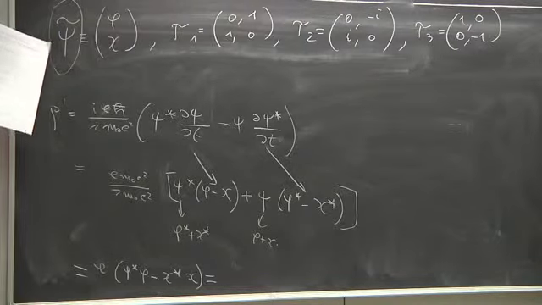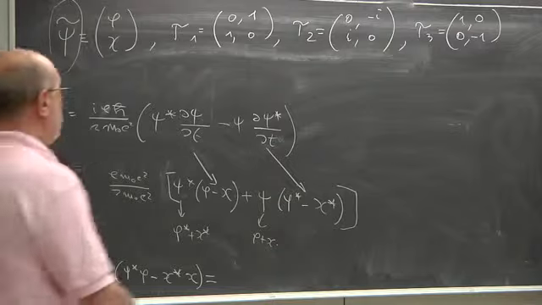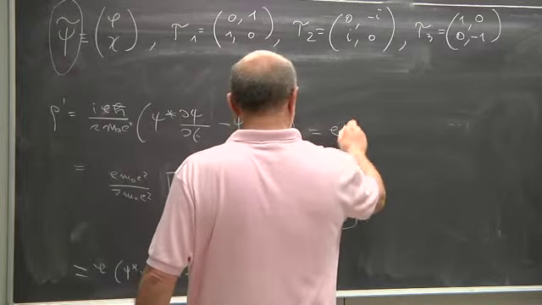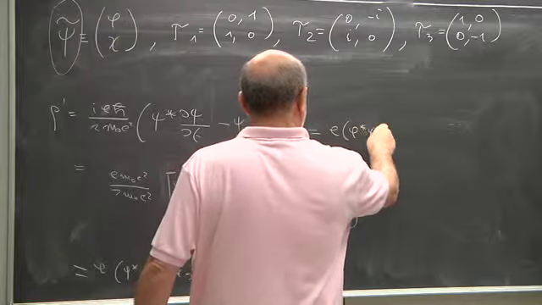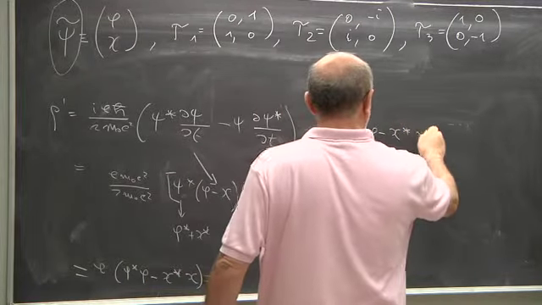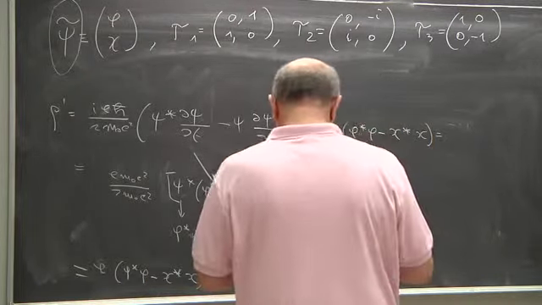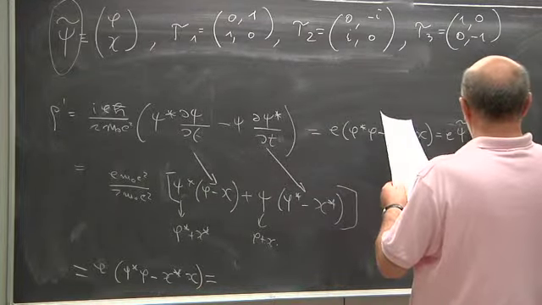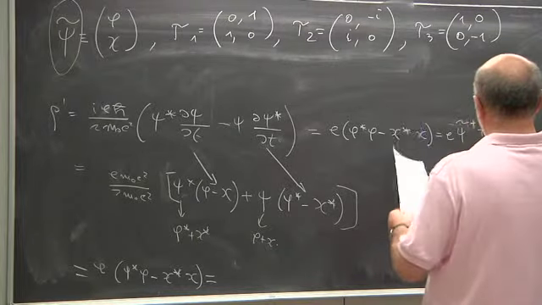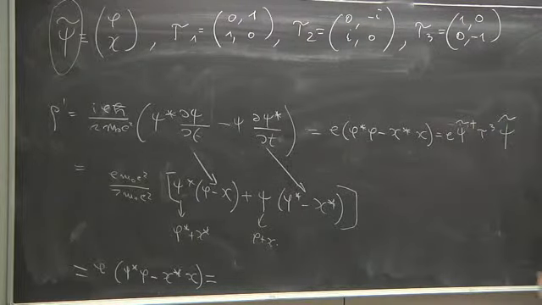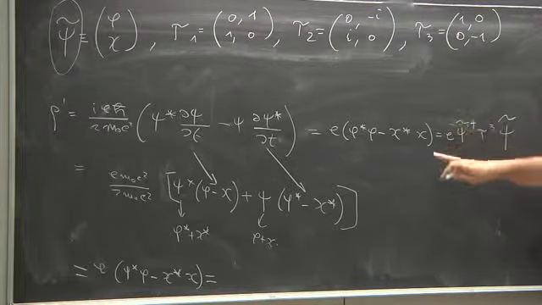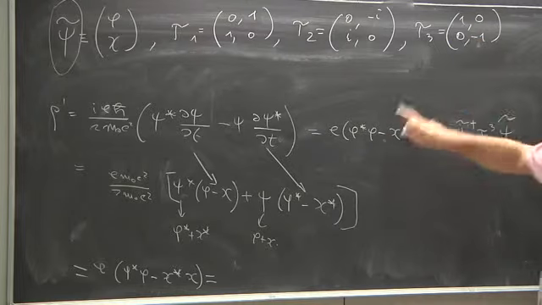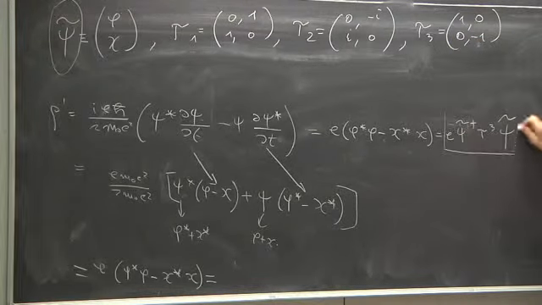Question, can I write this also in terms of psi tilde? Yes. We have proved that this object is e times phi star phi minus chi star chi, but this can also be written as e psi tilde dagger tau 3 psi tilde. Okay? It's easy to see. You see there is a minus here. So this is a very compact manner to write the charge density.